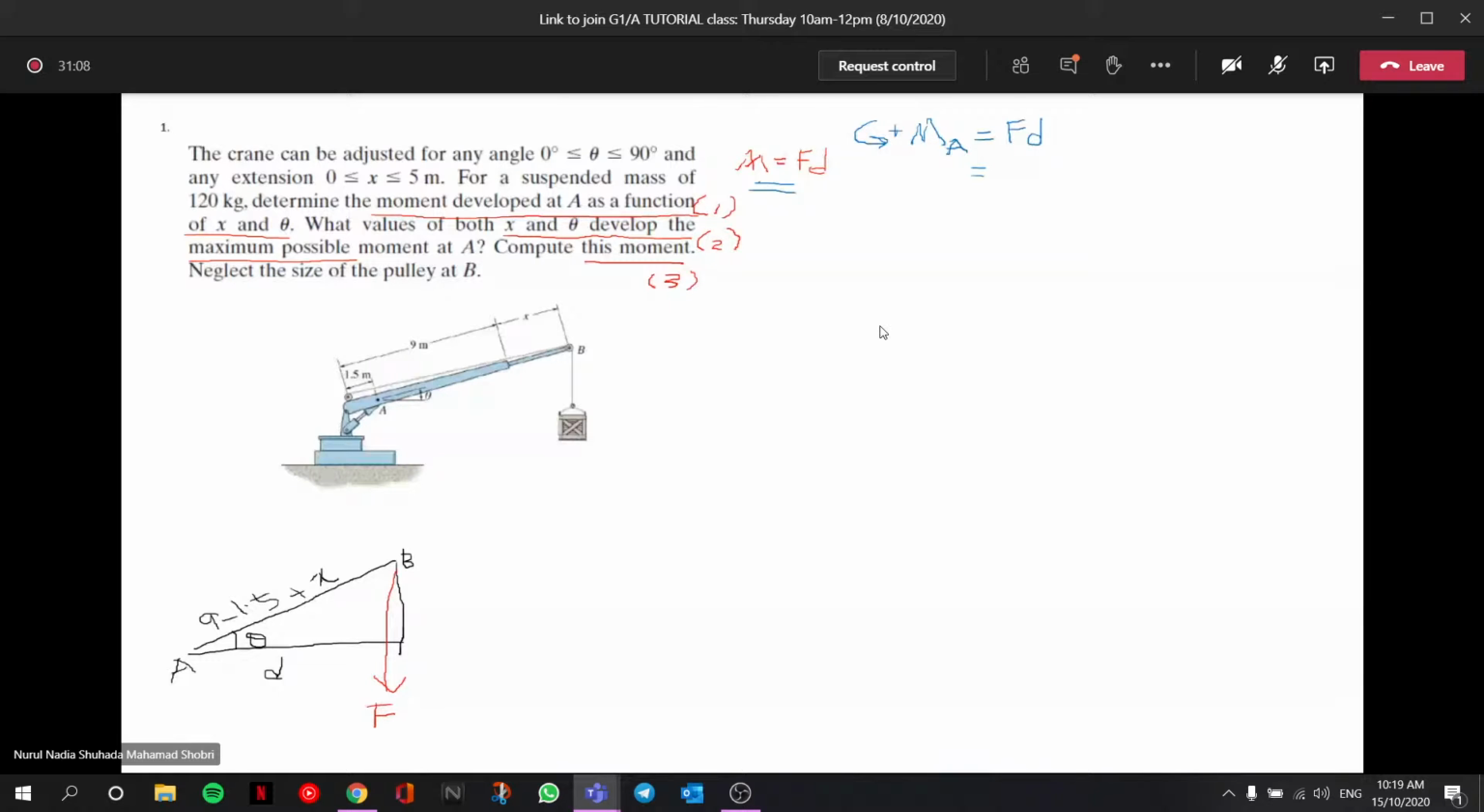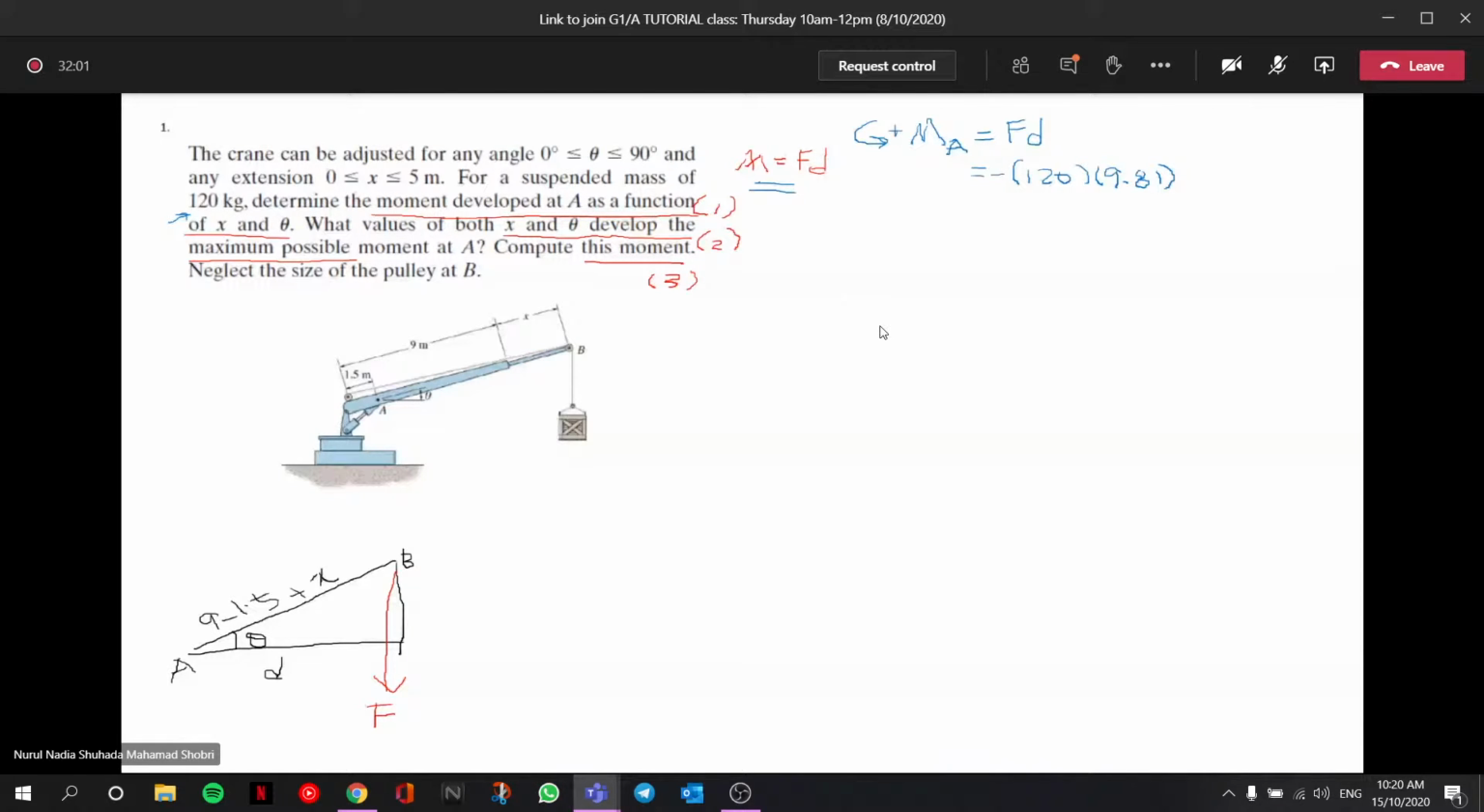Okay, so in this case, the value of F is not given. The only available information is the mass, which is 120 kg. So in this case, we can find the force downward by using this information, which is 120 times 9.81 times the gravity. There should be a negative for the force here because you define the moment to be anti-clockwise and the force is actually downward, which is against the direction of the moment. So there should be negative here.